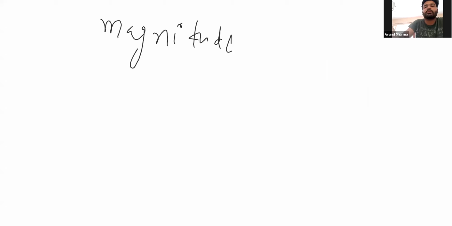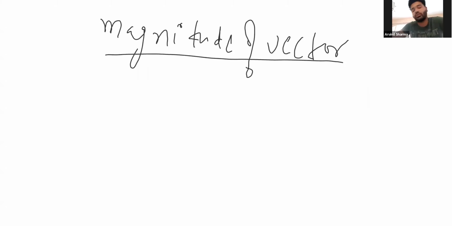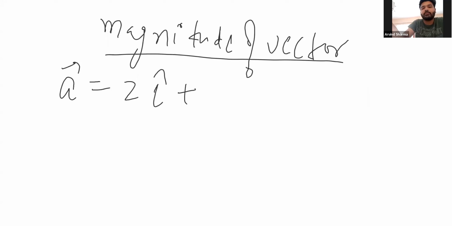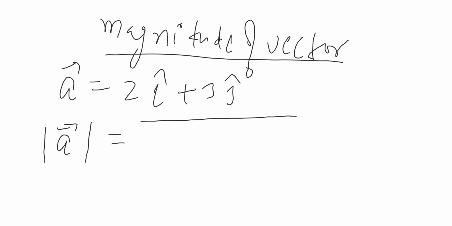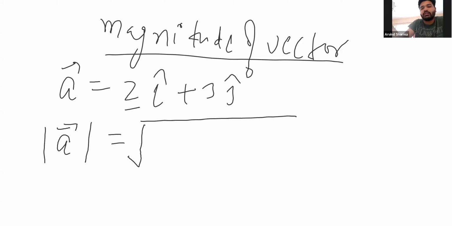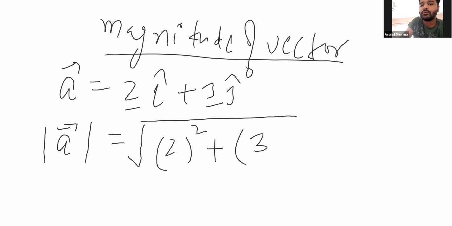Magnitude of a vector. What is the magnitude of a vector? For example, a vector A is equal to 2 I cap plus 3 j cap, and they are asking about the magnitude. So how to find the magnitude? You can represent this magnitude as the modulus of this vector. It's the square root of x value square plus y value square, like this.